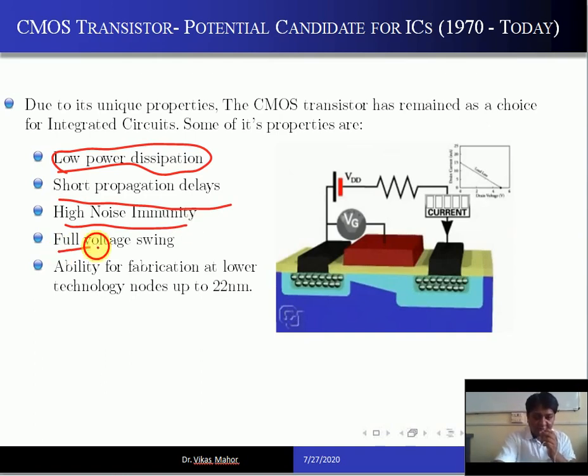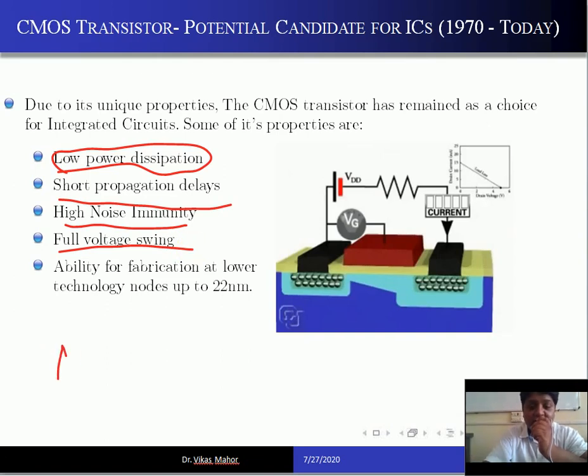Then full voltage swing. You know what is full voltage swing? What happens? You might have all studied BJT. Fine. So what happens when you use a BJT? Just take an example. We'll quickly take an example, then only you can understand the difference between BJT based circuits and CMOS based circuits. That is important for you. So let us take an example.